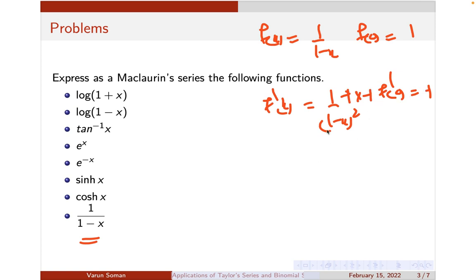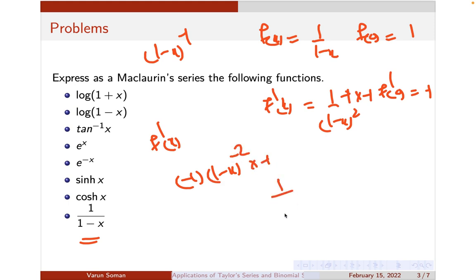Why? Because this f of x is 1 by 1 minus x, or it is simply 1 minus x raised to minus 1. So when you take the derivative, f dash of x would be minus 1 into 1 minus x raised to minus 2 into minus 1. So you will be getting it as 1 by 1 minus x the whole raised to 2. So your f dash of 0 will be again 1. Similarly, your f double dash of x also you can check. Now you will ultimately be getting the expansion as 1 plus x plus x squared.